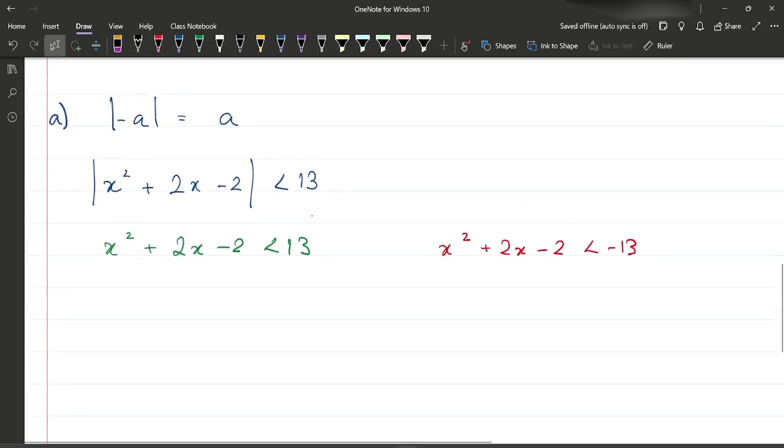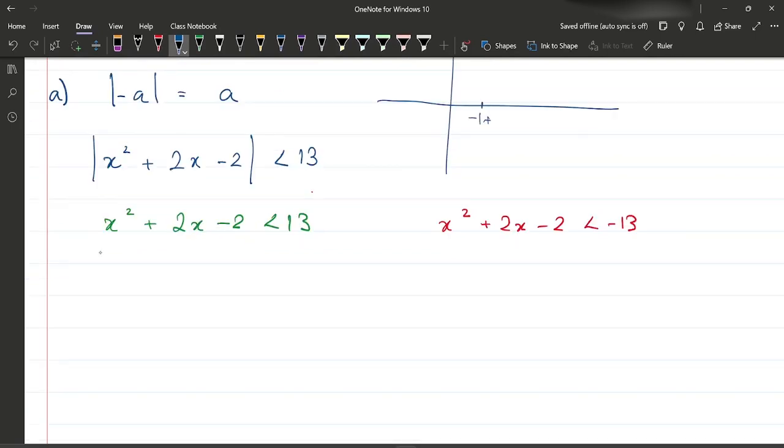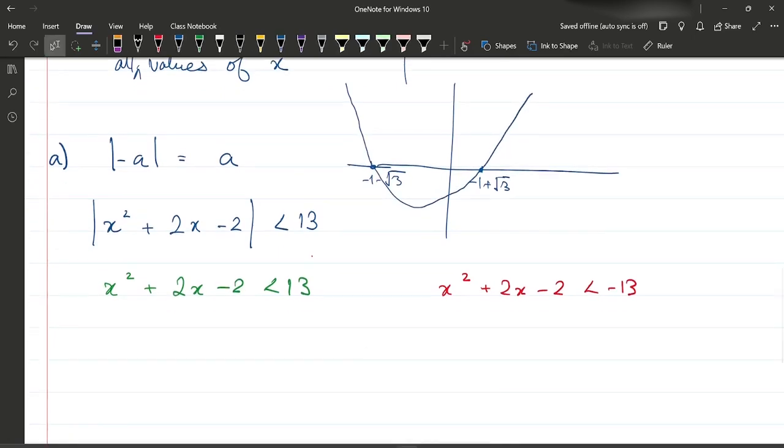Okay, I should also sketch it. One root is over here, minus 1 plus root 3. The other one has to be the negative, so minus 1 minus root 3. So these are the roots. Okay, and it goes like this. Doesn't have to be accurate, just have to be a rough sketch. And this can be your y equals 13. Okay, we're going to have to look at that.